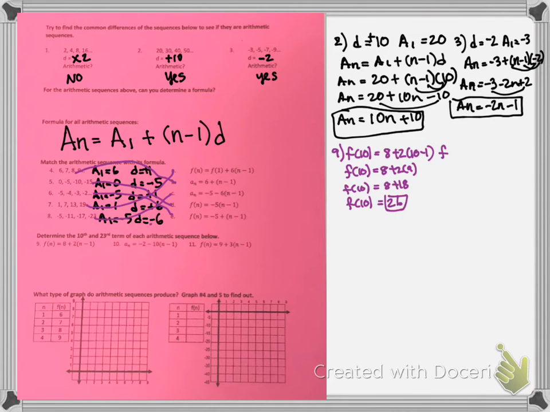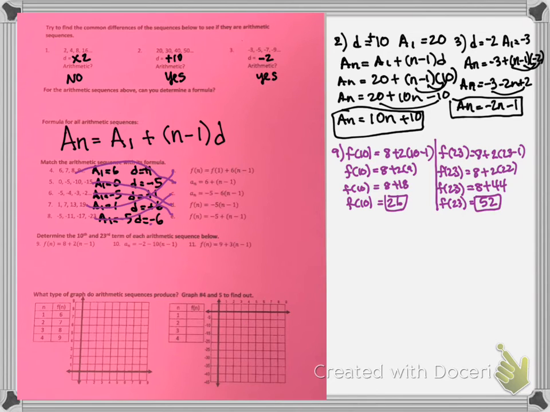Same function, this time we're going to find the 23rd one. So I'm going to draw a little line here. And that's going to be 8 plus 2 times 23 minus 1. So f at 23 is going to equal 8 plus 2 times 22, which is going to give me 8 plus 44 for a grand total of 52. So those are the 10th term and 23rd term respectively.